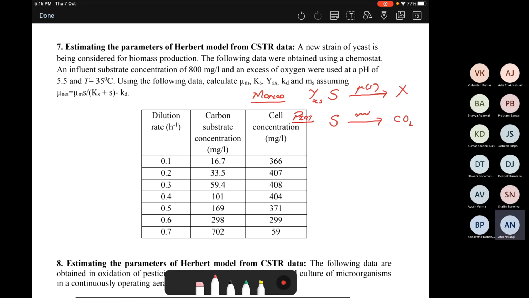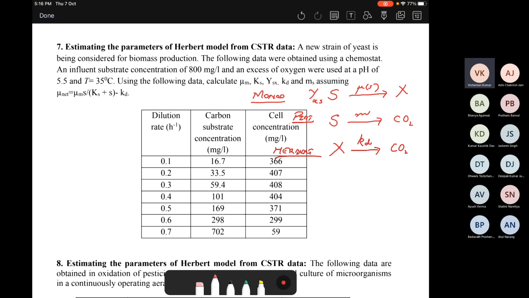But I also mentioned in class that an alternative to Pirt's model is what is called the Herbert model. That model says that it is not S that is converted to CO2, but in fact the biomass that is formed, some part of it degrades, and that takes place at the rate KD. Fine, so it won't be included in the denominator. It is just minus KD.